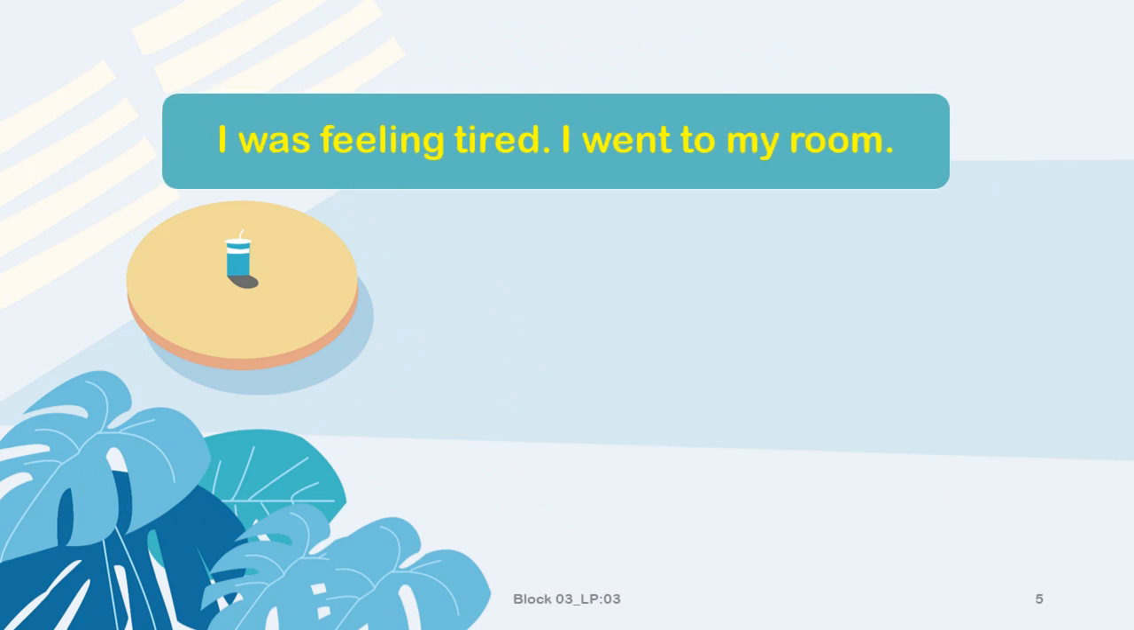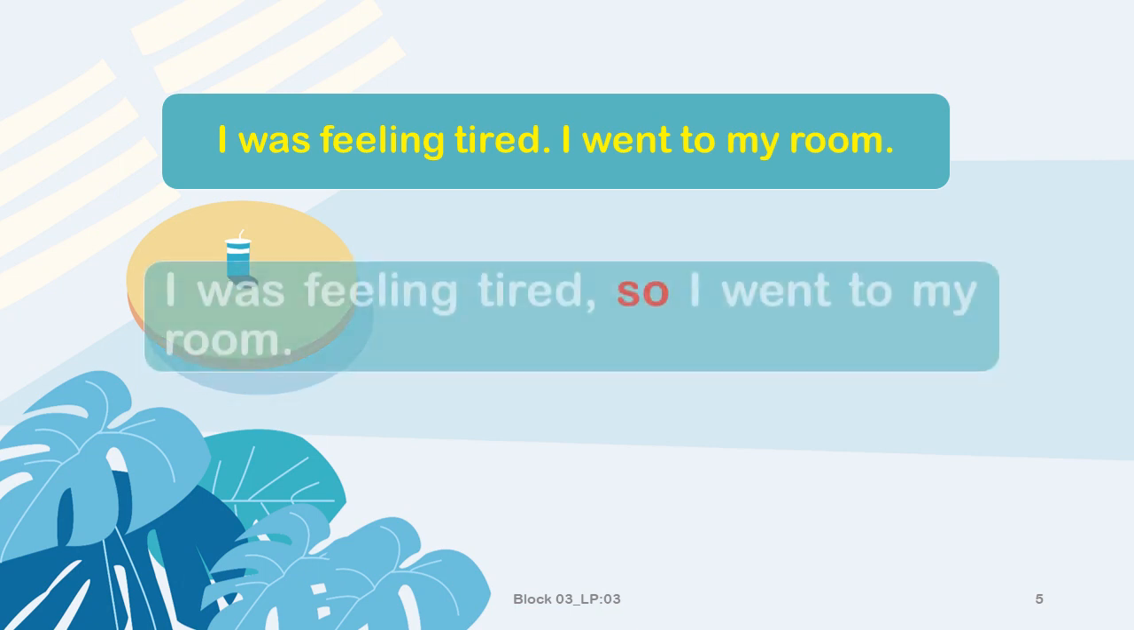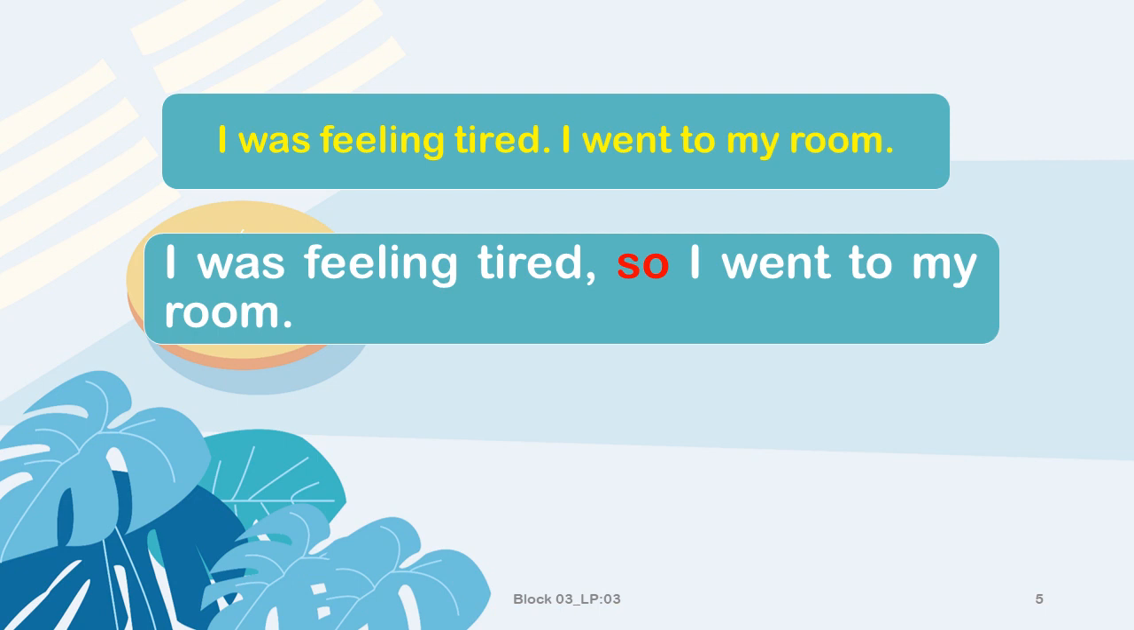Read the given sentence. I was feeling tired. I went to my room. Which conjunction will you use to join these two sentences into a compound sentence? We will use the conjunction so to join these two sentences because there is a relationship of cause and effect between the two sentences. The compound sentence will be: I was feeling tired, so I went to my room.